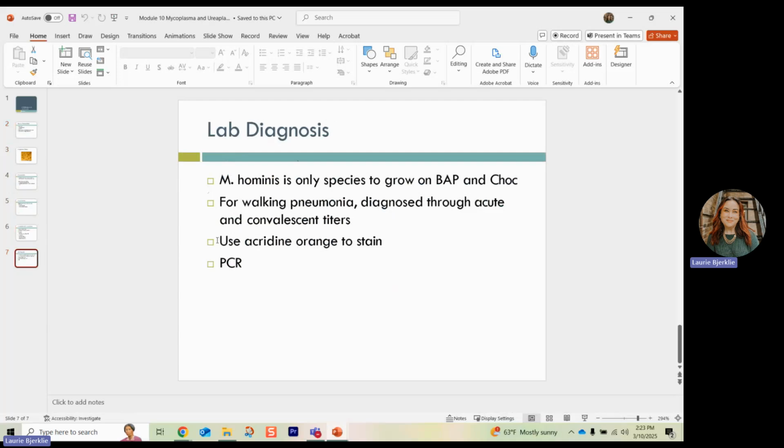If you want to stain them, you can use acridine orange because, again, these do not have cell walls. You cannot use Gram stain. So acridine orange, remember, targets and stains nucleic acids, so DNA. And of course, these have DNA in them. So we can use acridine orange to stain and detect if they are there. But PCR is probably the best way to go here.